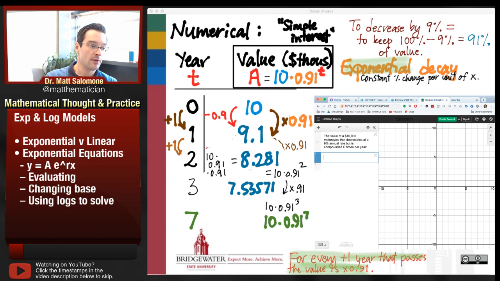So here's what I mean by that. I have my $10,000 motorcycle, and at the end of the first year, if we only compound that depreciation once, then its value at the end of that 1 year is $9,100. Maybe for now, let's make these units actually dollars, so you can see this is $9,100. So this would be the value.